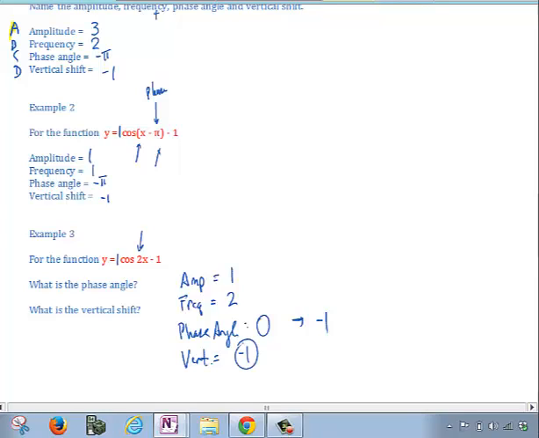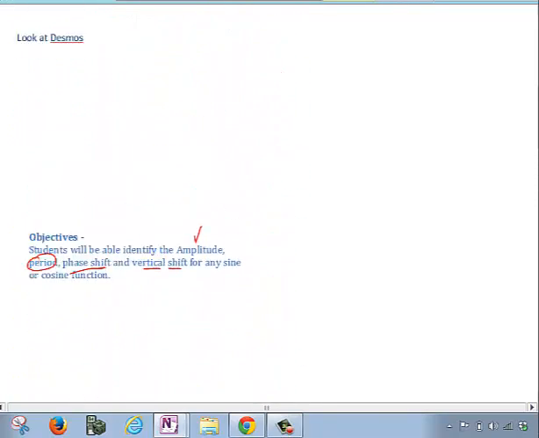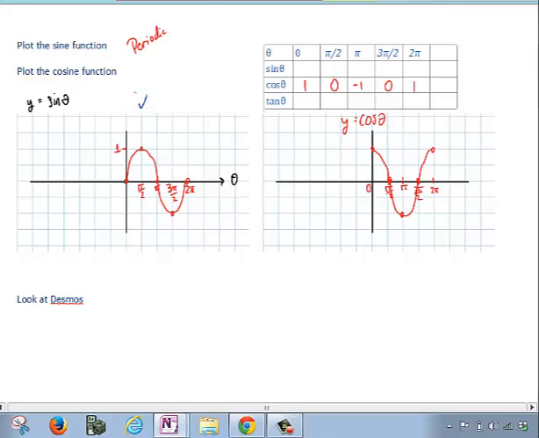So hopefully this video has helped you understand how to pick out these values, and tomorrow in class we'll be spending some time graphing them and looking at how all these things affect the original function that we saw here at the beginning.